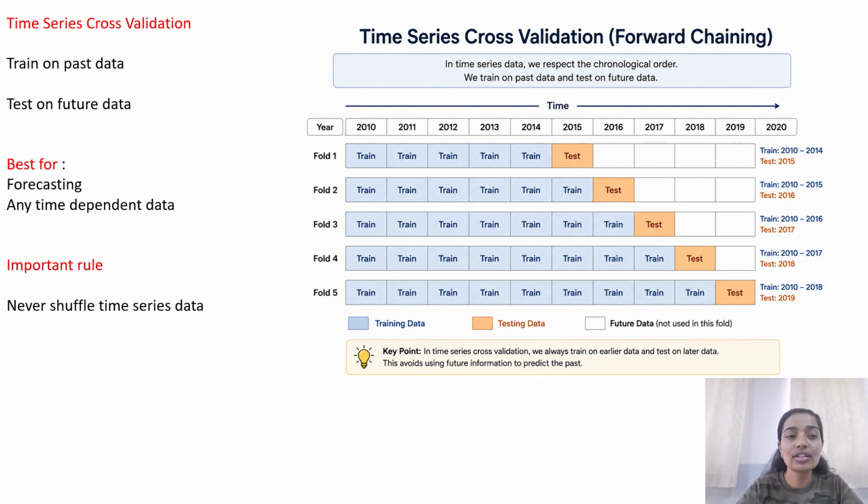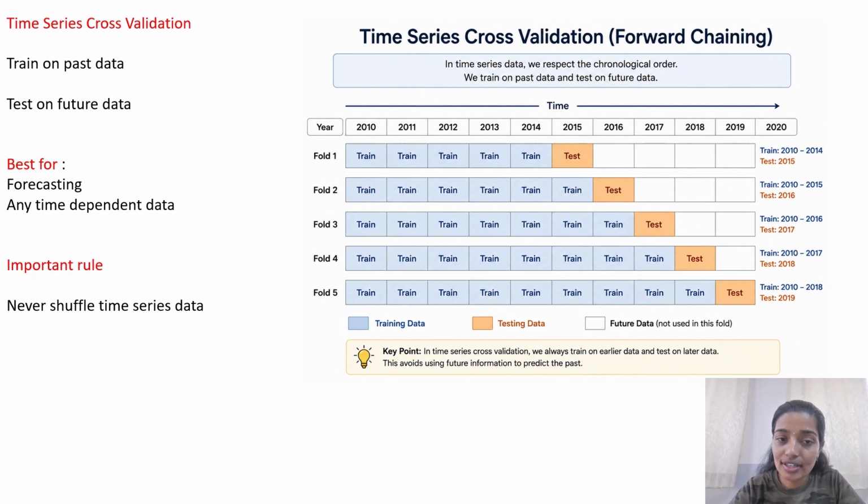Then we have time series cross validation. When we have time dependent data, when our data depends on time, we train on past data and try to predict the future data. Let us say, what will be the temperature tomorrow, or how will be the sales of my company this year based upon the seasonal sales. When time is included in the data, we say that it is time dependent data, and here we perform training on the past data and the model is tested on the future data.